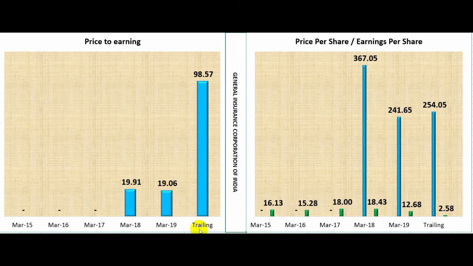So in the recent 12 months, we see a sharp rise in the price earning to 98.57. The reason for this is that the EPS has dropped to 2.58 rupees per share, whereas the price has not dropped or declined. In fact, the price has gone up from March 19 to 254 rupees. Therefore, the price to earnings has shot up to 98.5 times. Now this is expensive. Until and unless the EPS increases back up to 12, 13, 14 rupees per share and the price doesn't drop, this becomes expensive.